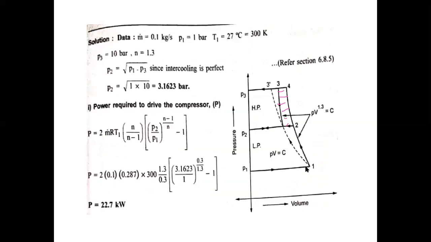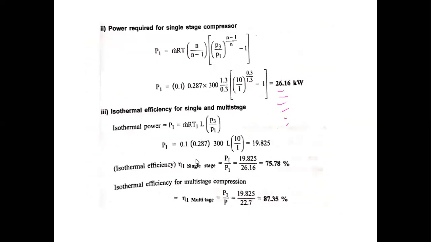This dotted line, that is from 1, 2 dash, 3 dash, indicates the isothermal compression. So here we can find the isothermal power, that is 19.825 kilowatt. The unit is not given, so it is in kilowatt, 19.825. Now we compare the isothermal efficiency of a multi-stage compressor and a single stage compressor.